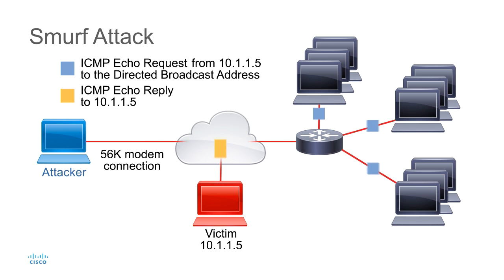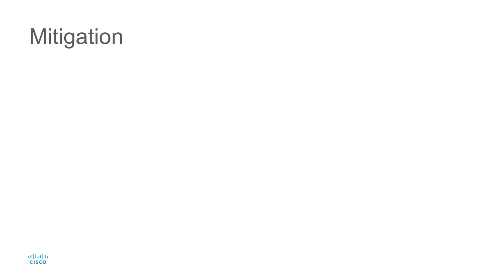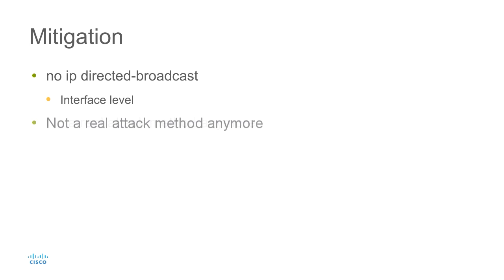So again, you can see the problem here, right? This network is flooded, for one, and for two, this victim is all of a sudden fielding all of these responses to unsolicited ICMP messages. That's how easy it is to launch this type of attack. Now, are we susceptible to this type of attack today? No, not really. We can mitigate that easily on our Cisco routers by giving them the no ip directed-broadcast command on the interface. It's not really an attack method anymore because that's the default configuration for Cisco routers.